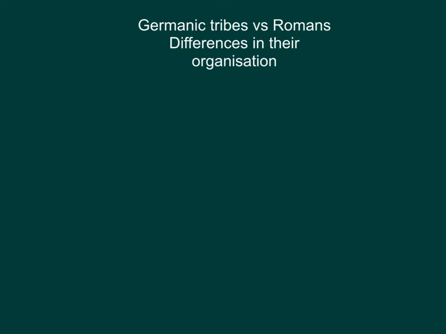Hello, in today's video we're going to talk about the Germanic tribes versus the Romans and how they organized themselves differently and how society was different under both. So for this tutorial you should have your notebook open on the table that you made that shows the differences between what the Germanics were loyal to and what the Romans were loyal to.